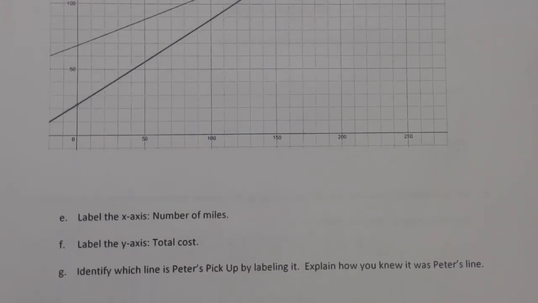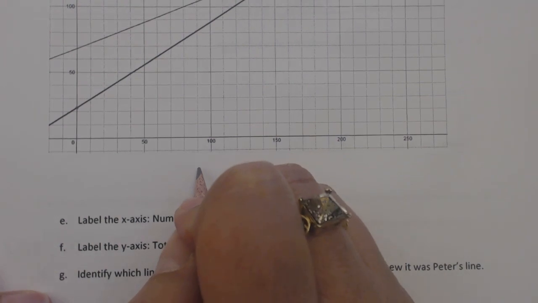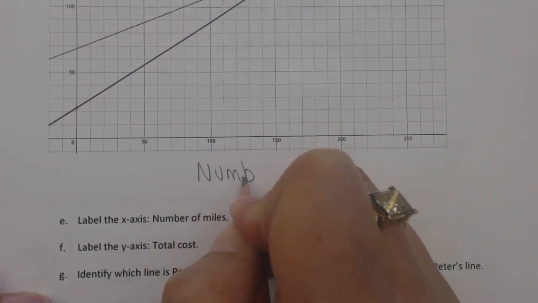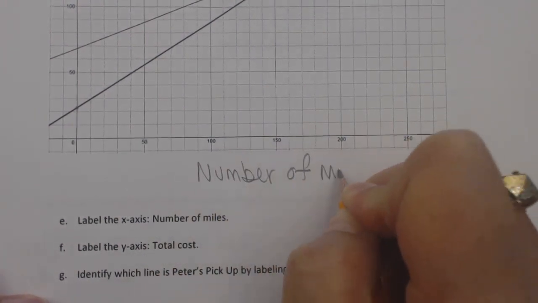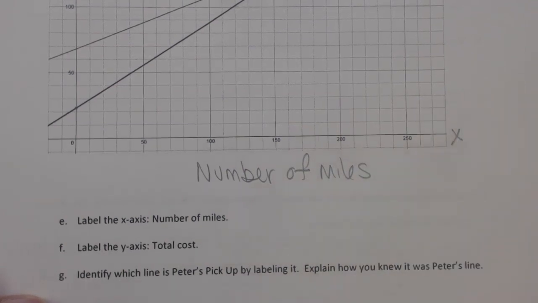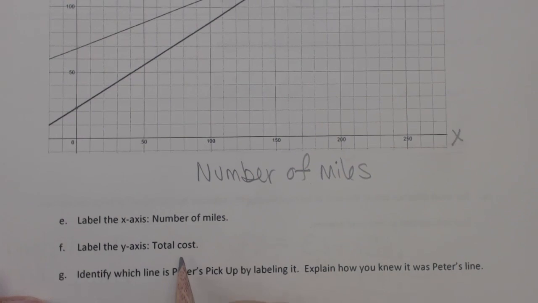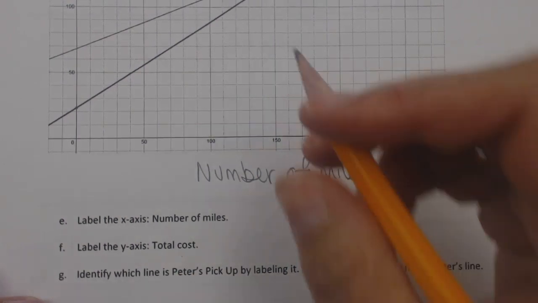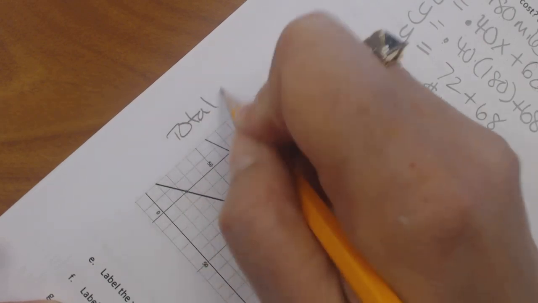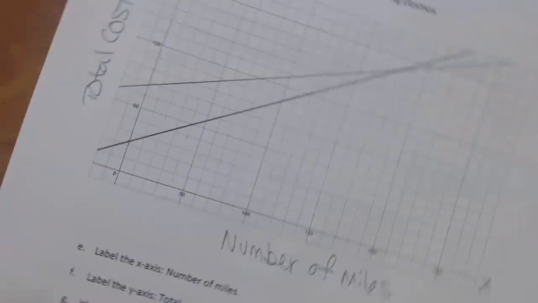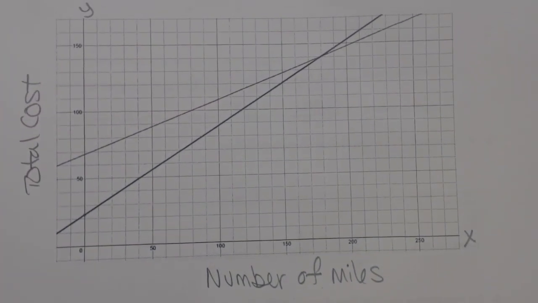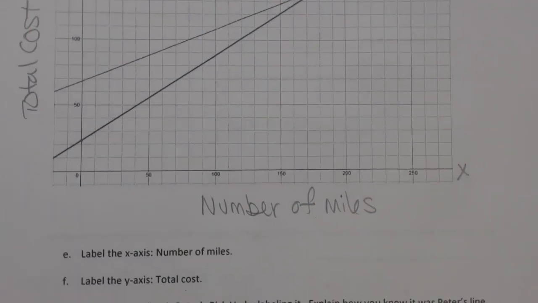Part E: label the x-axis number of miles. So we're simply just going to label the x-axis. And I like to put a little x right here because this is the x-axis, but I also labeled it what they wanted me to. Label the y-axis total cost. So here's the y-axis, so let's label it total cost. Awesome. So now we have some labels. That's some good points right there.